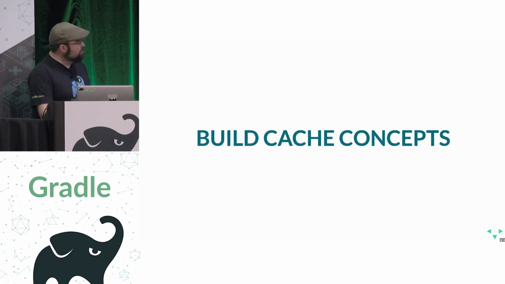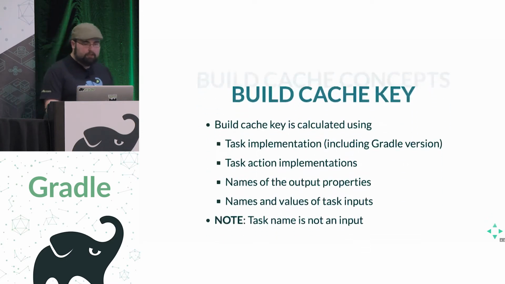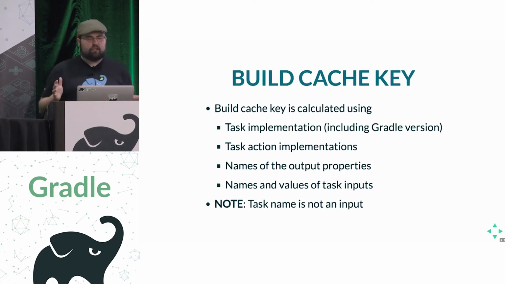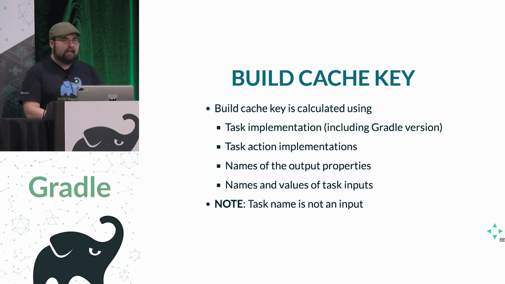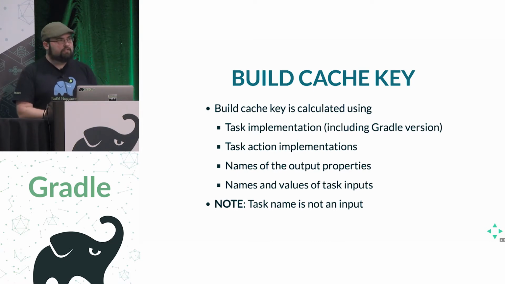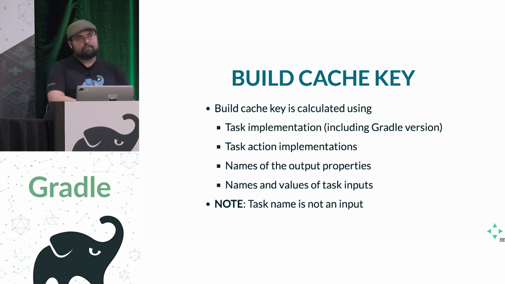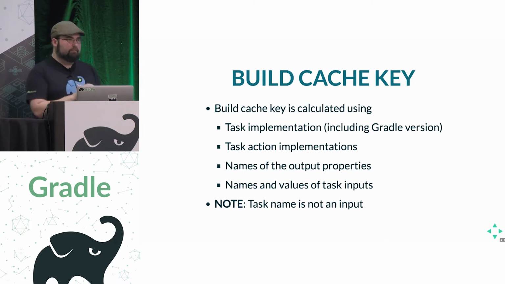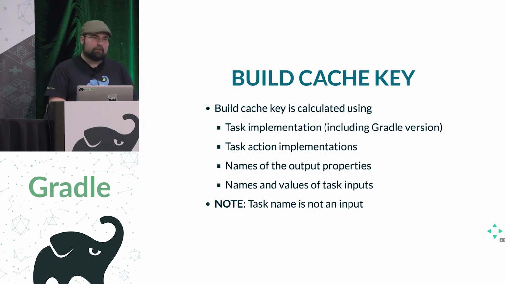Okay, so let's talk about some concepts with the build cache. The build cache identifies outputs from each of the tasks by building a build cache key. The build cache key is the implementation of the task, any actions that it has that you've added in, like doLast, doFirst, the names of the outputs that it produces, and then the names and the values of the inputs for that task. So that's all the input properties, that's all the input files that you have in your tasks. All of that is used to calculate a cache key.